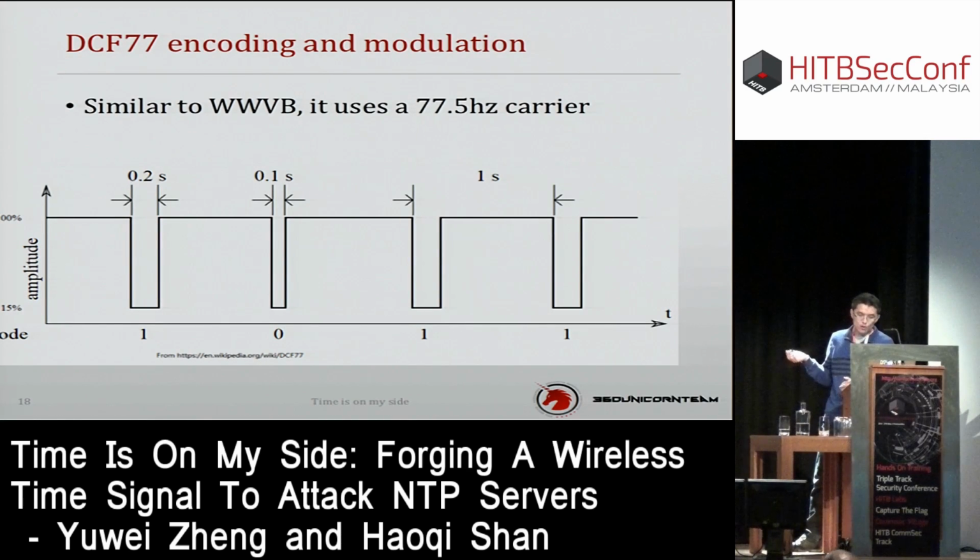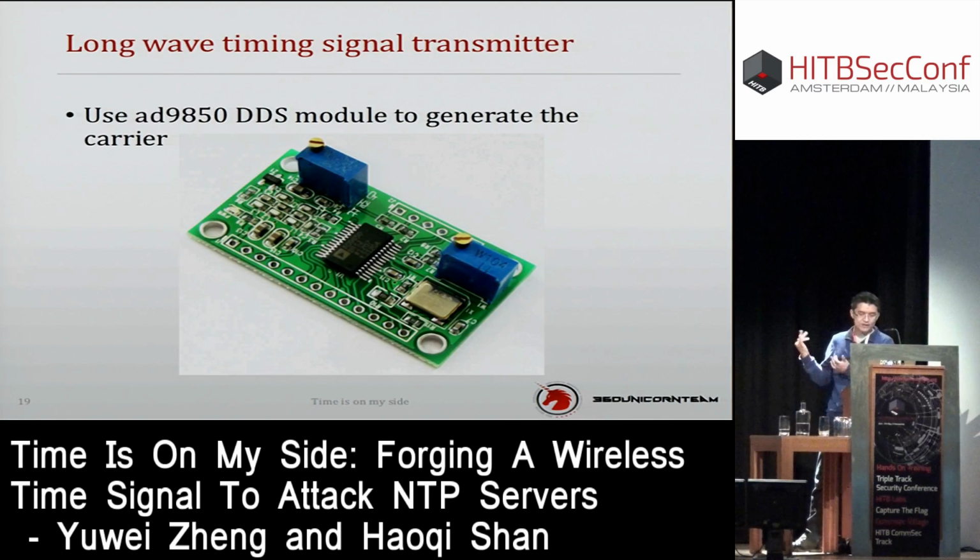DCF77 is operated by Germany. In fact, it's also similar to WWVB, except it uses the 77.5 kHz carrier. As we mentioned before, the carrier of JJY, WWVB, and MSF is 60 kHz, while the DCF77 is 77.5 kHz.